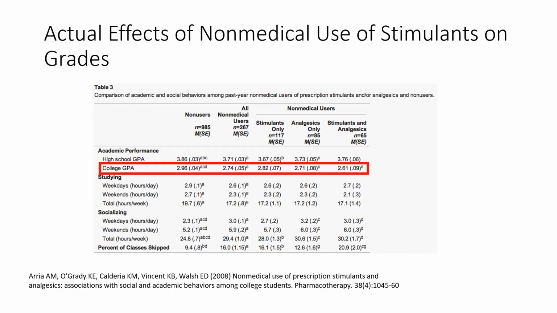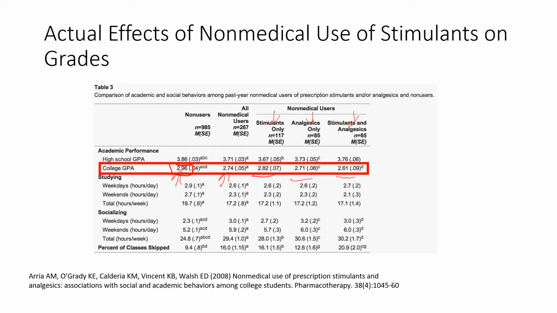Even more, we can look at the effects of non-medical use of stimulants on grades. For college GPA, non-users average 2.96. All non-medical users average 2.74. It's actually lower. If we look at what is used, stimulants only, analgesics, stimulants and analgesics, every single one, the 2.82, the 2.71, the 2.61, all of those are below the average college GPA.